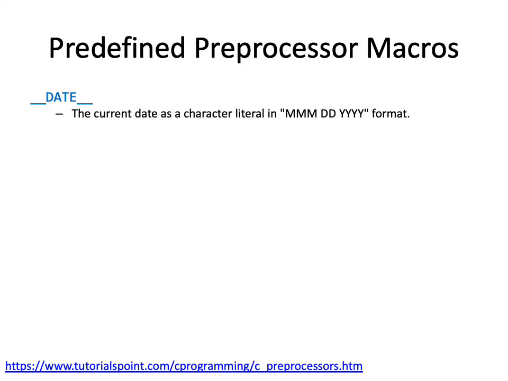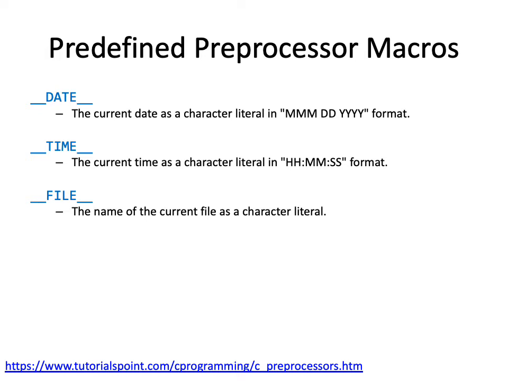Some of the most useful preprocessor macros are those that are predefined. So for instance, the __DATE__ macro. If you ever see this in your code, it will replace that during the preprocessor stage with literally the current date whenever you preprocessed it. __TIME__, same thing. It replaces it with the current time in that format. You can also see what the name of the current file is. So if I do this in myprogram.c, then __FILE__ will automatically get replaced with myprogram.c.